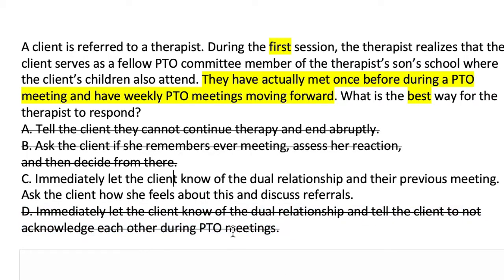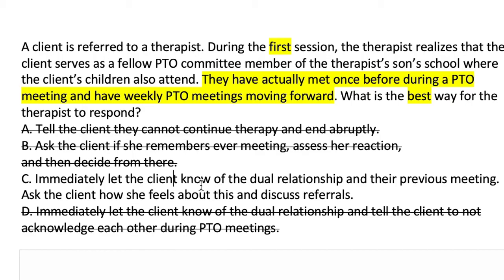And so through the process of elimination, we've come to option C, but let's break it down and understand why this is such an appropriate answer. So immediately let the client know of the dual relationship. So we want to make sure that that's out there. The client probably does know already because if they've met before and they're going to continue to meet, then likely they recognize each other, but we want to immediately address it up front. So let the client know that, hey, we have met in the PTO, and I'm wondering how you feel about this. So ask the client how she feels about this.